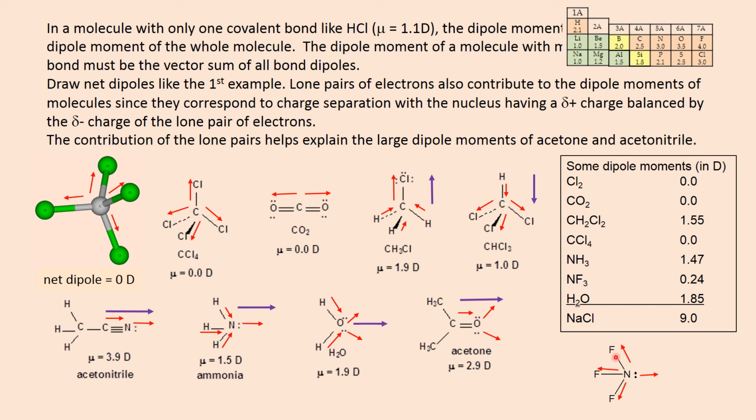but notice that these dipoles point away from the nitrogen rather than towards it, as in the case of ammonia. And so if we combine these dipoles together, we get a small dipole, 0.24 debyes, actually facing the opposite direction. So the negative end of this molecule is towards the fluorines, and the positive end is towards the nitrogen. Two types of molecular forces.